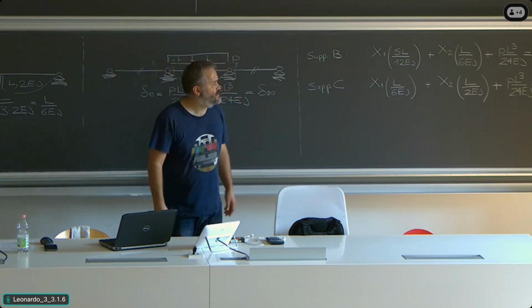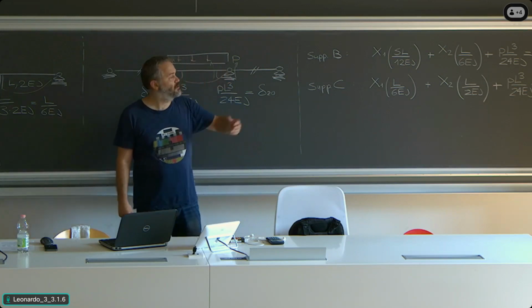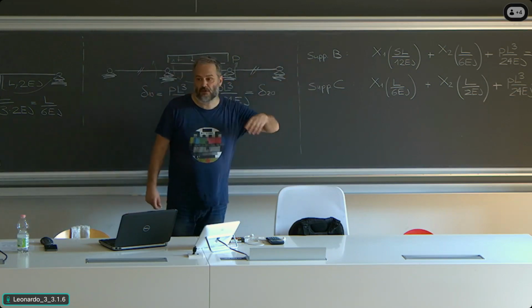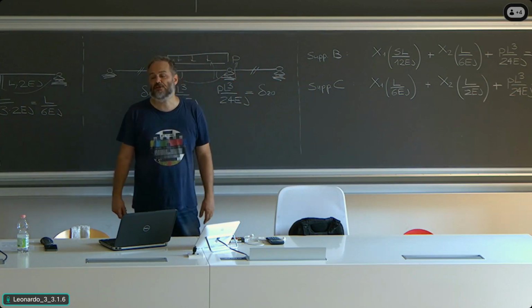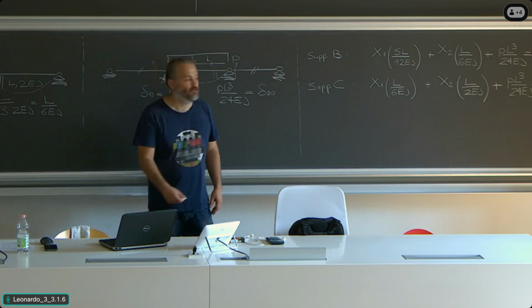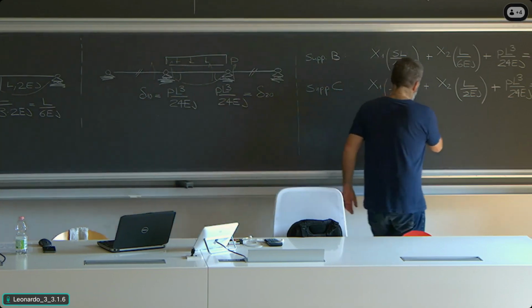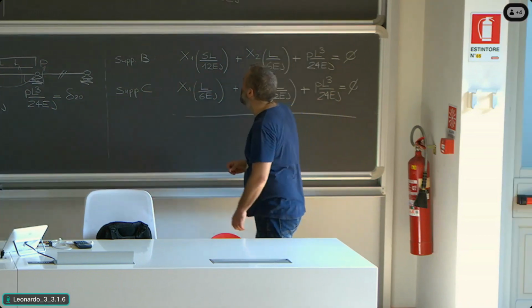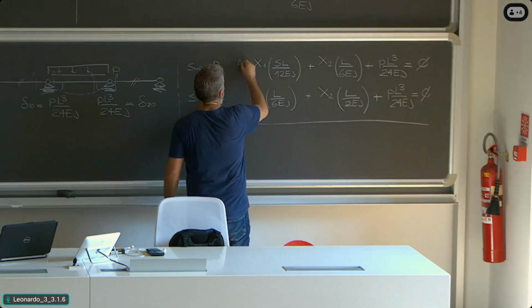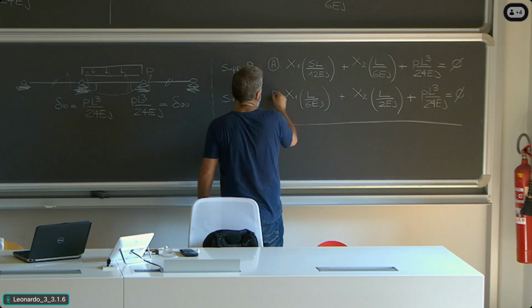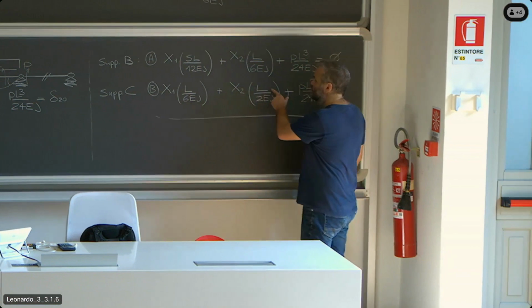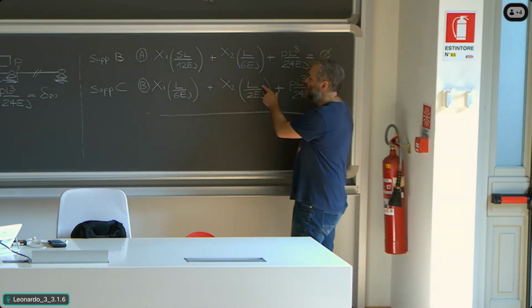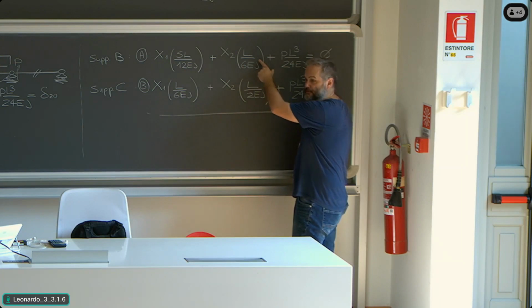In my specific case, I want a simpler equation. I do not want to have two equations with all the terms x1 and x2 in them. So I'm trying to work out a way in order to get rid of one of the two unknowns. This can be done by, if I call this equation A and I call this equation B, for example, I realize that this coefficient here, L divided by 2EJ, is 3 times this coefficient.